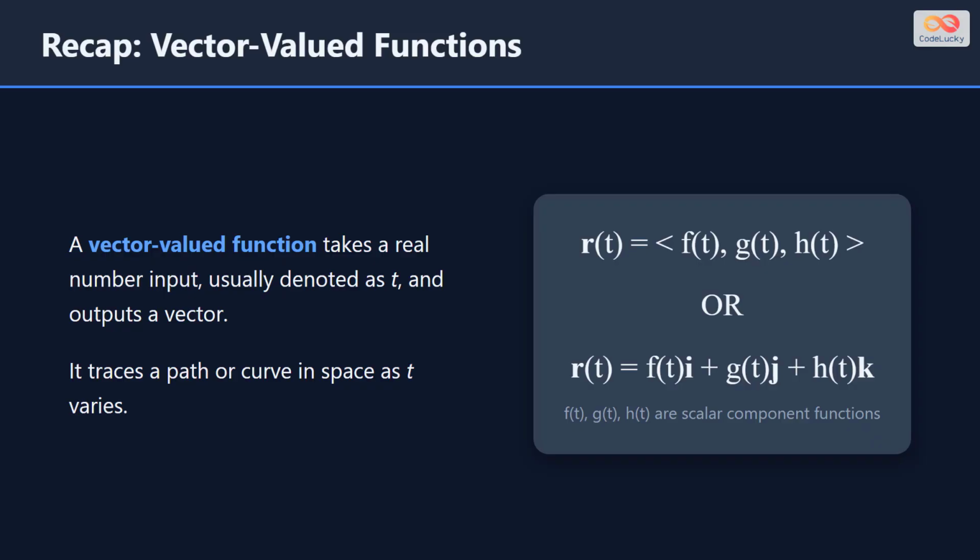Before we dive into limits, let's quickly recall what a vector-valued function is. It is a function, usually denoted by r of t, that takes a real number t as an input and outputs a vector. We can write this as a vector with component functions f of t, g of t, and h of t essentially. As t changes, the tip of this vector traces out a curve in space.